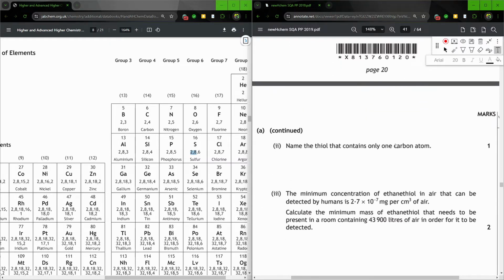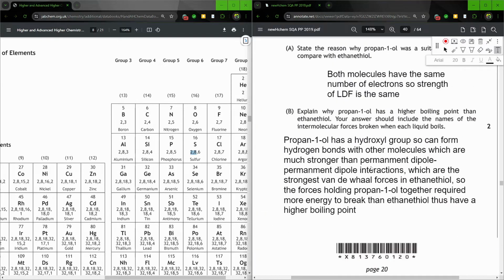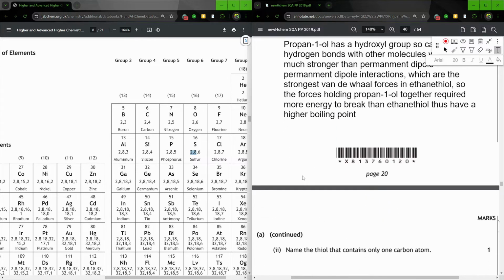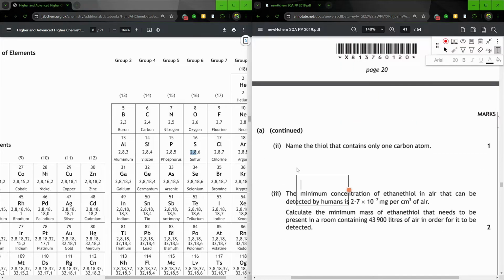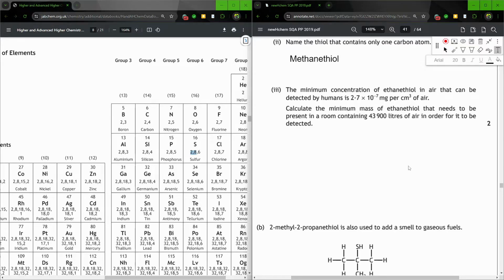Name the thiol that contains only one carbon atom. Oh, this is a nice easy one. So if it's ethanethiol, that means the one that only has one carbon would be methanethiol. There we go. The minimum concentration of ethanethiol in air that can be detected by humans is 2.7 times 10 to the negative 7 milligrams per cubic centimeter of air. Calculate the minimum mass of ethanethiol that needs to be present in a room containing 43,900 litres of air in order to be detected.